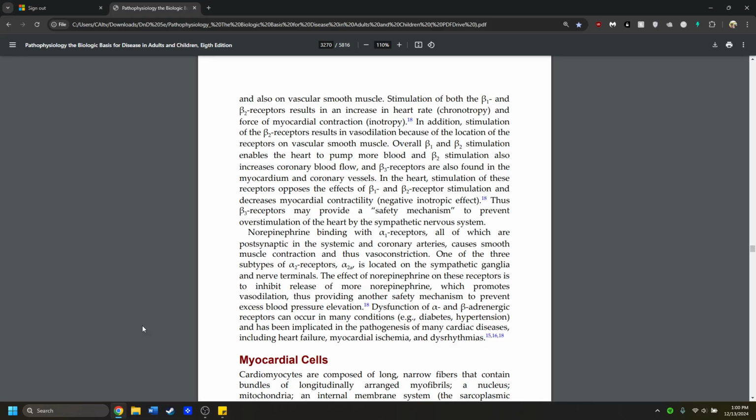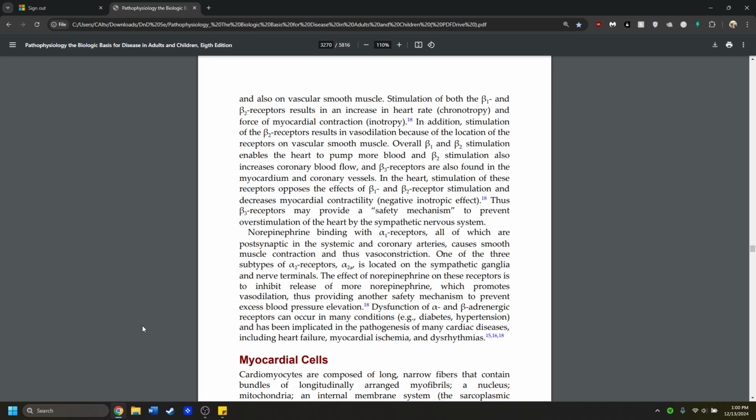In addition, stimulation of the beta 2 receptors results in vasodilation because of the location of the receptors on vascular smooth muscle. Overall, beta 1 and beta 2 stimulation enables the heart to pump more blood, and beta 2 stimulation also increases coronary blood flow.